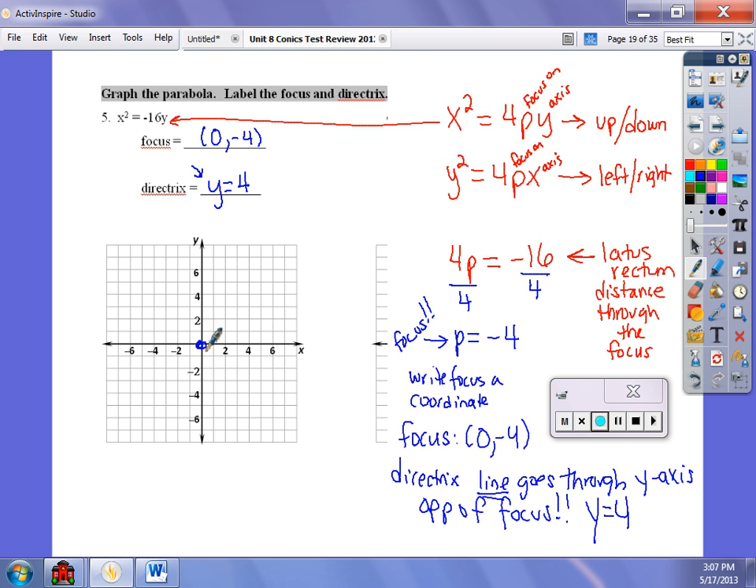Alright, so now we're going to have center at 0, 0. We're going to go down 4, label it. We're going to go up 4, make a line going through that point, label it. Then we're going to do our latus rectum. Since that is 16, I'm going to count 16 all the way across the focus, because it has to go through the focus. So 16 all the way across would probably be 8 to the right and 8 to the left.